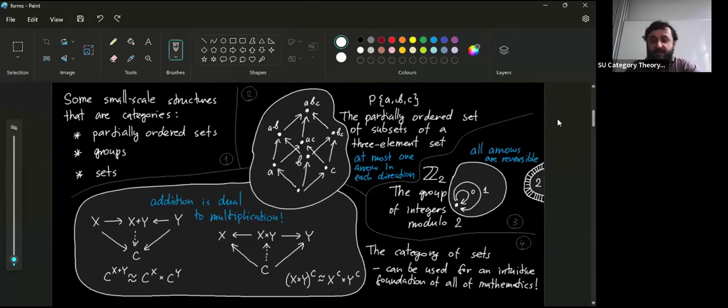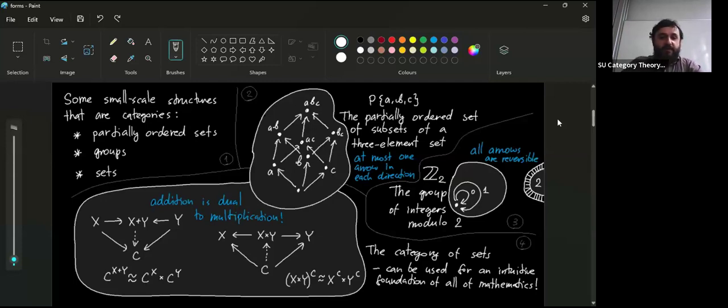We only draw on this picture the arrows that we need to generate all the others by compositions. So you can think of this as one subset being less than the other when there is an arrow from one to the other. Then there is also a case where we have one object and all arrows are reversible. These are exactly groups. Categories with one object with all arrows reversible are exactly groups. And you see the picture of the group of integers modulo 2 in area 3.